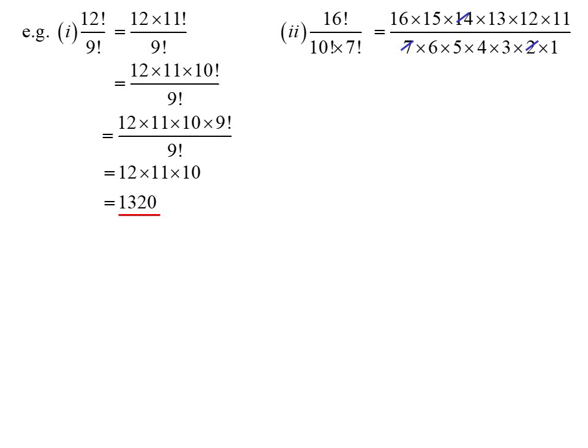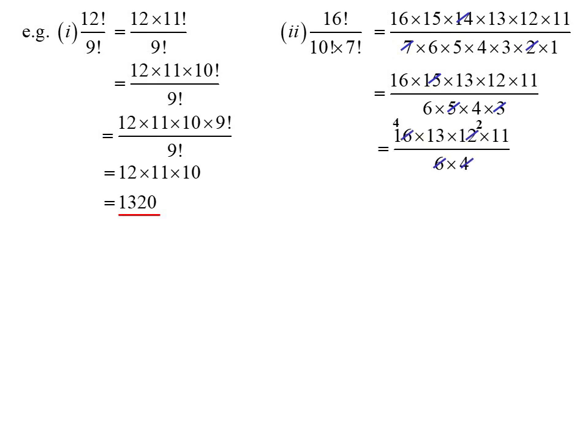7 times 2 is 14. Excellent, that means I've got this. Hang on, 5 3s are 15. Brilliant, I've got this. Hang on, 6 goes into 12 2 times. And 4 goes into 16 4 times. I've now got 4 times 13 times 2 times 11, which is, there it is, 1,144.